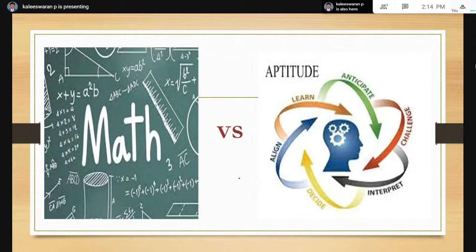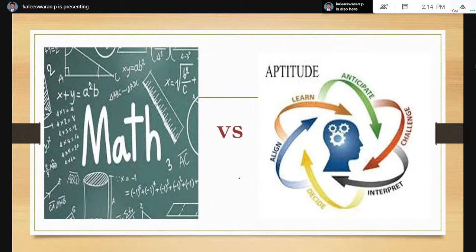Okay, I can give the simple solution. Maths has a set of rules, theorems, and laws. But when you see the same question through aptitude, you will enter with a different approach to find the solution. We are not using the traditional method. We are entering with a different approach to solve the same problem.